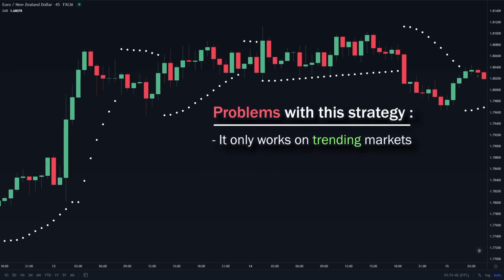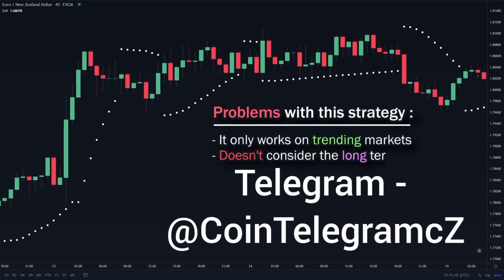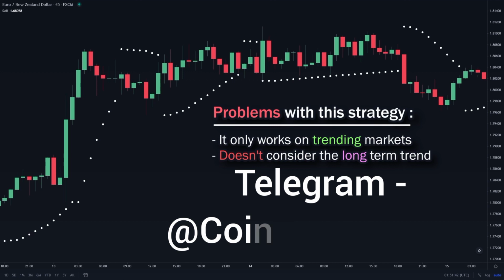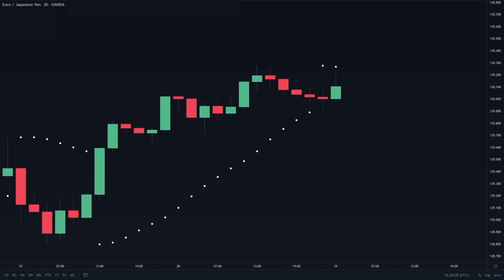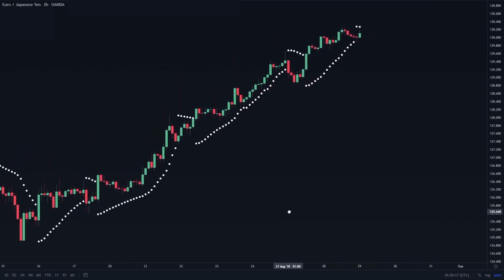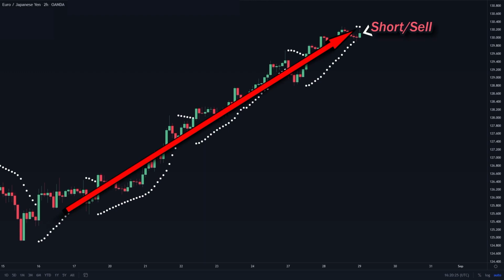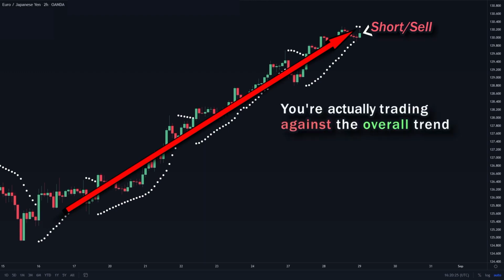The second problem with using the Parabolic SAR this way is that it doesn't take the long-term trend into consideration. Let me explain. So let's say you enter a short position here because the Parabolic SAR switches to above the candle. Now if you zoom out and look at the overall chart, you can see that the overall market is actually on an uptrend. So if you took a short position here based on signals from the Parabolic SAR alone, it means you are actually trading against the overall trend, which is not a good idea.